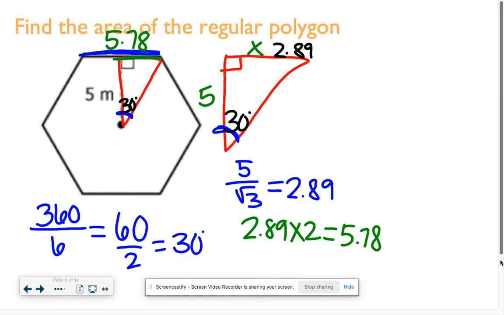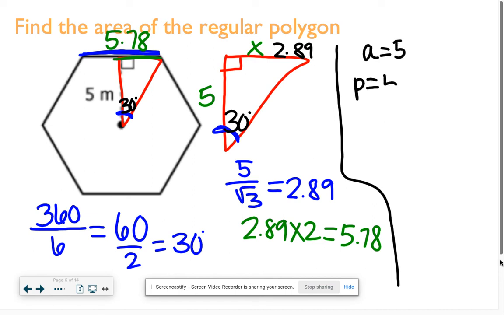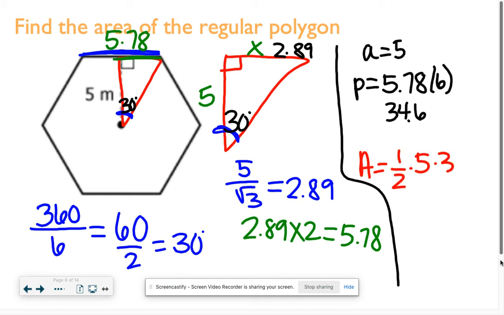All right. So now let's do what we were doing on those last examples over there. Our apothem is 5. Now we got to find our perimeter. Our side length is 5.78, and we have 6 sides. So multiply by 6, and we get 34.6. Now let's plug into our formula. Half times our apothem times our perimeter is approximately 86.6 meters squared.